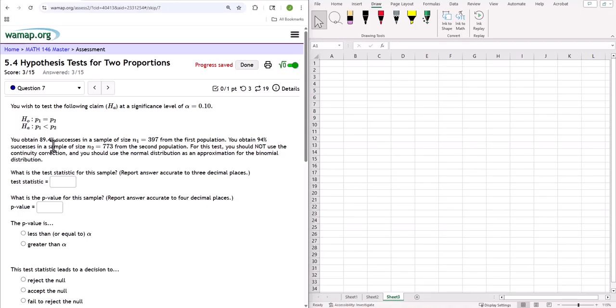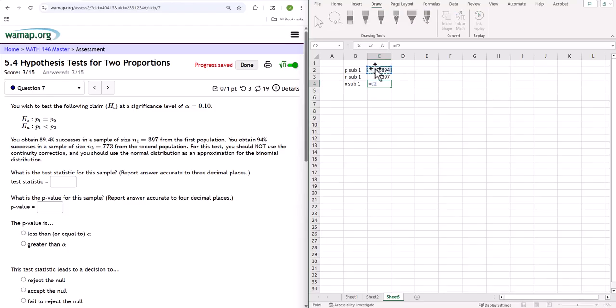You obtain 89.4% successes in a sample size of n sub 1 equals 397, and you obtain 94% successes in a sample size of n sub 2 equals 773. So I've got my hands in the wrong spot. P sub 1 is 0.894, and n sub 1, I left my cursor in a funny spot there, is 397. And we know we need our successes, so we'll get those here.